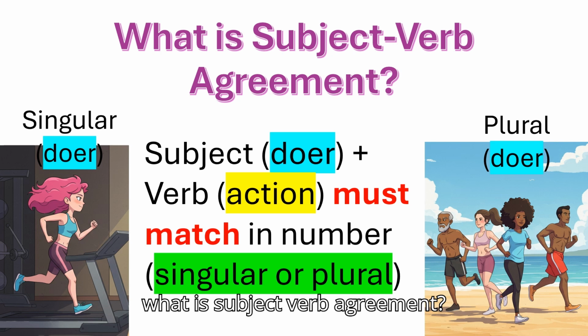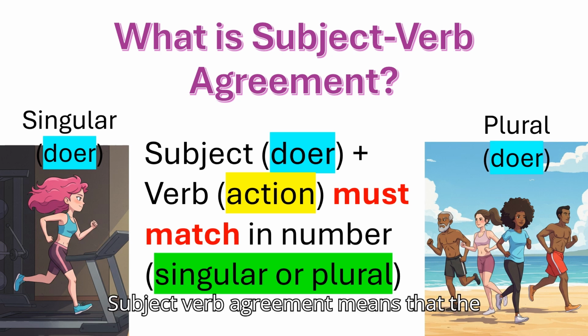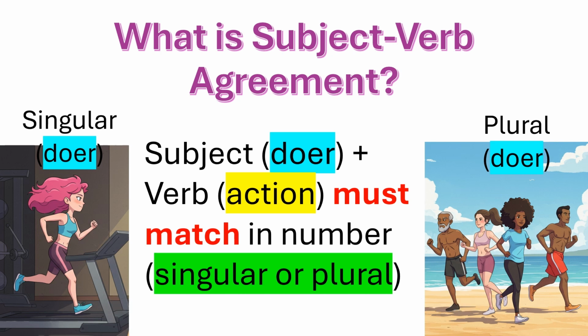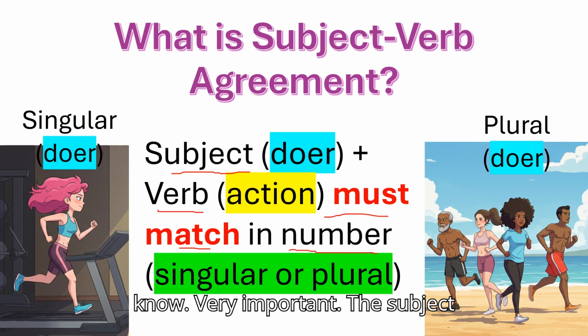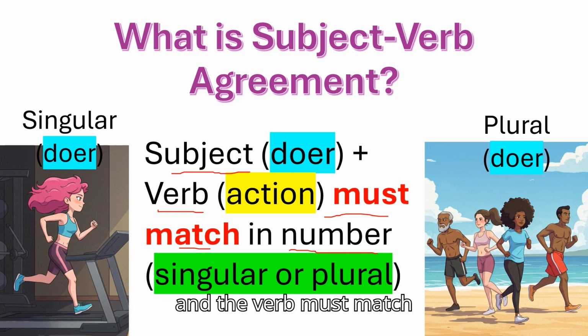So what is subject-verb agreement? Subject-verb agreement means that the subject and the verb must match in number. This is very important for you to know. Very important. The subject and the verb must match in number. The subject and the verb must agree.